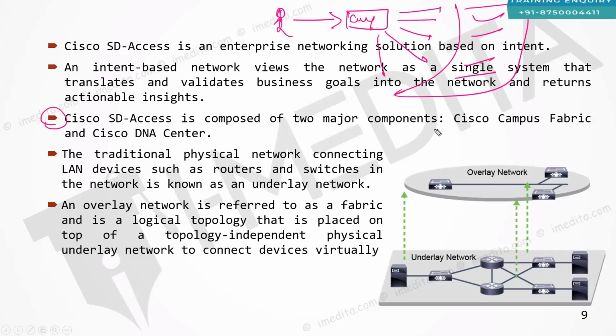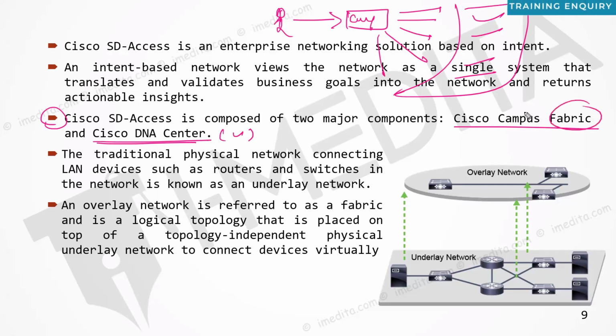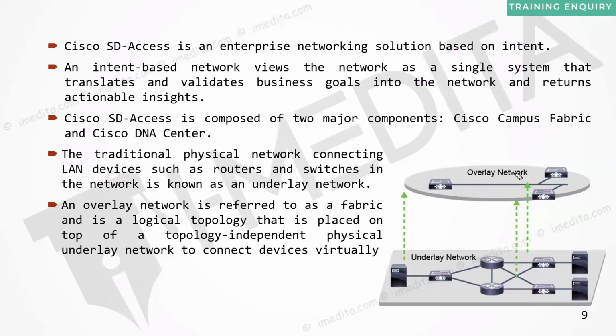Cisco SDA is composed of two main things: Cisco Campus Fabric and DNS Center. DNS Center is the hardware appliance that we require to manage the campus fabric from a centralized point. Fabric typically means overlay. So whenever we hear the word fabric, it typically refers to the overlay network. The traditional physical network connecting the devices is known as the underlay. A logical network built on top of the physical infrastructure, an overlay network, is referred to as the fabric.